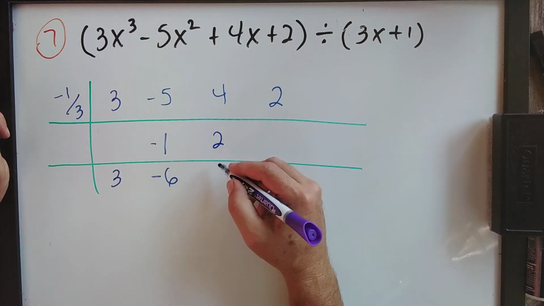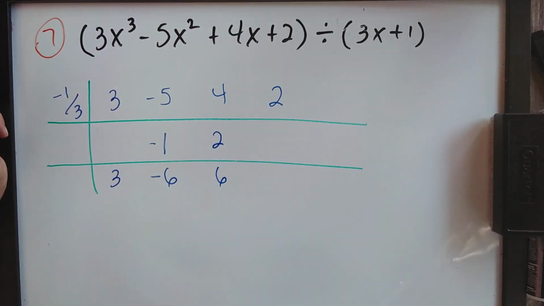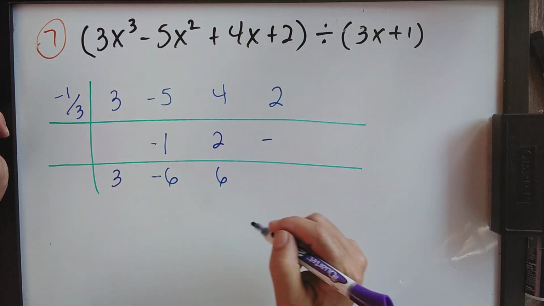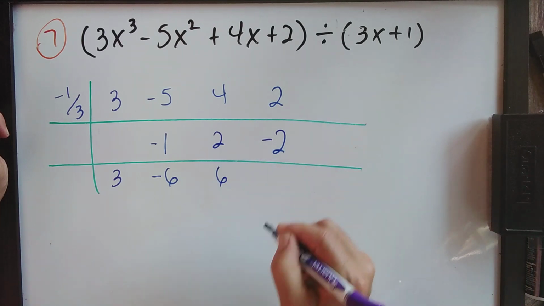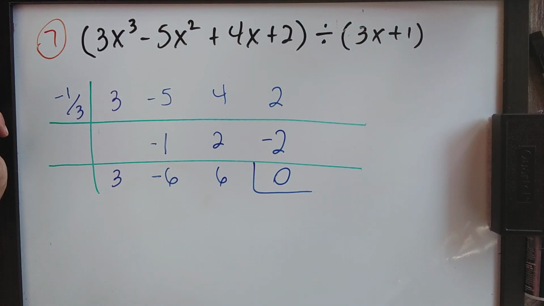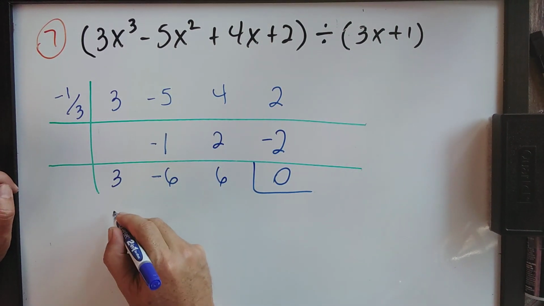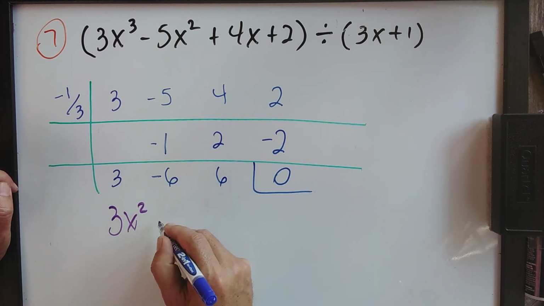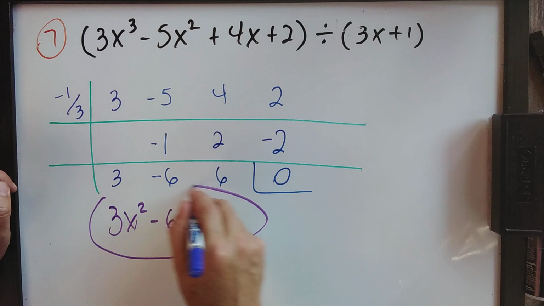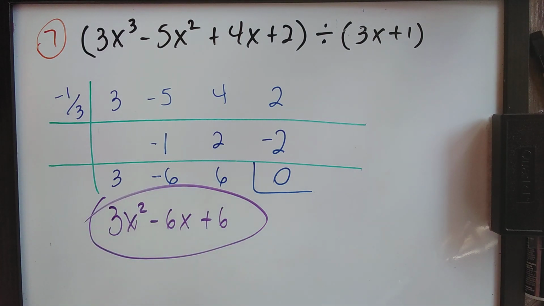4 plus 2 is 6. 6 times -1/3. Positive times negative is negative, and we know that 6 times 1/3 gives you 2, so it'll be -2 then. And then my remainder is going to be 0. And that's it. So what is the answer? How do you write this down as an answer? I'm going to start with x squared because it's 1 less than that one. 3x squared minus 6x plus 6. And that's it right there.